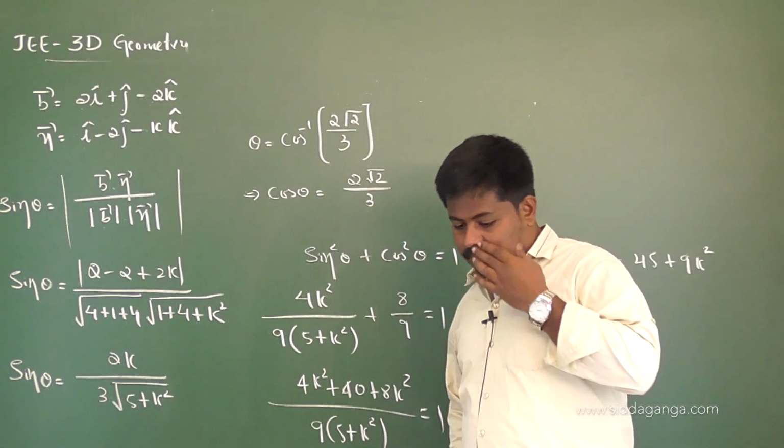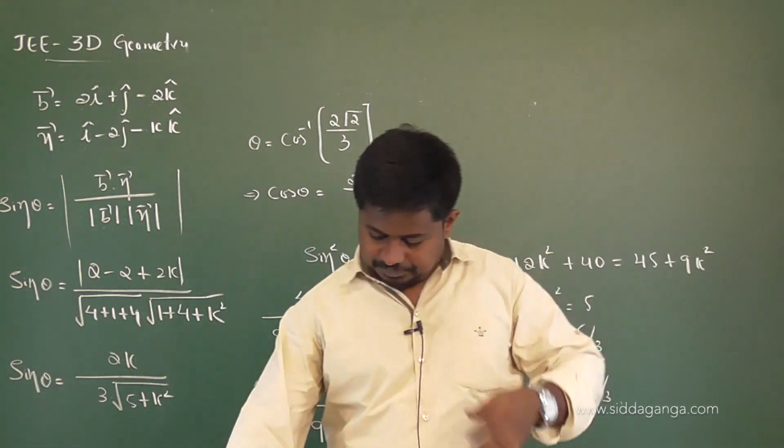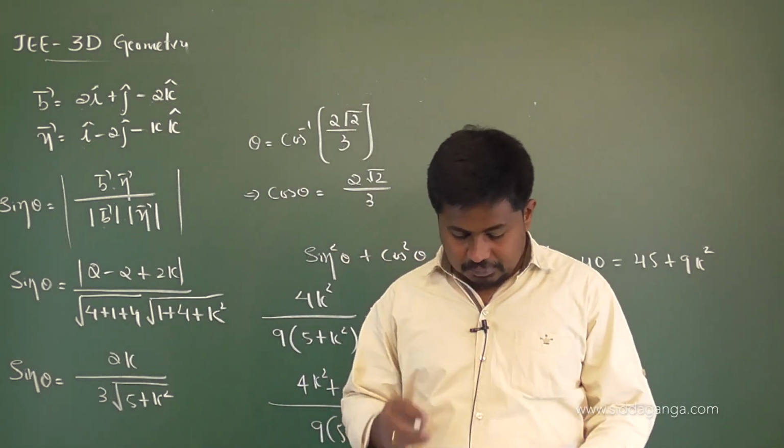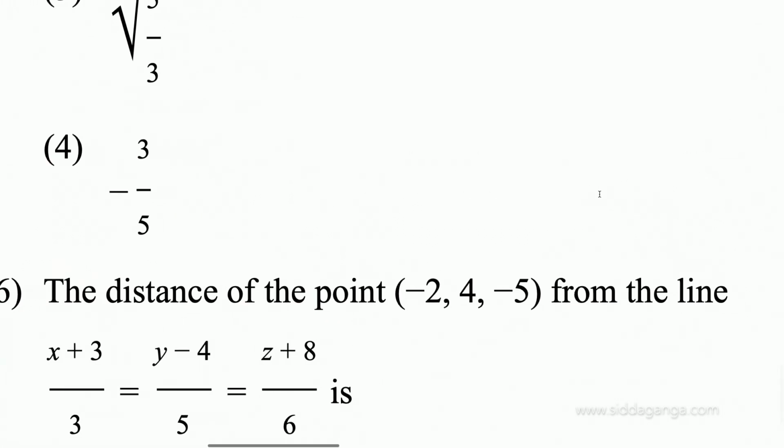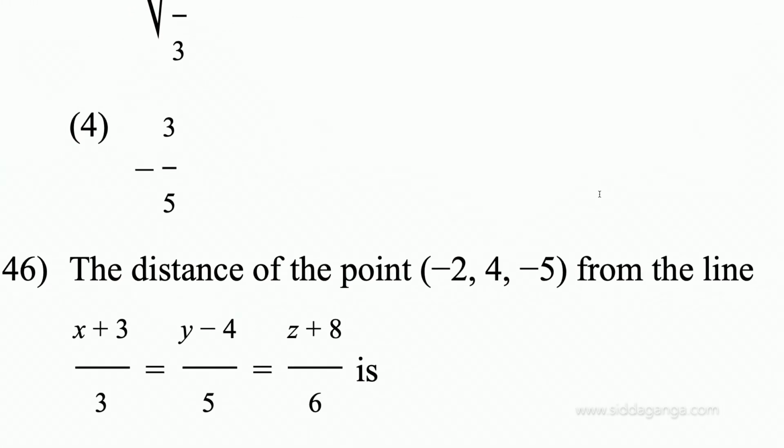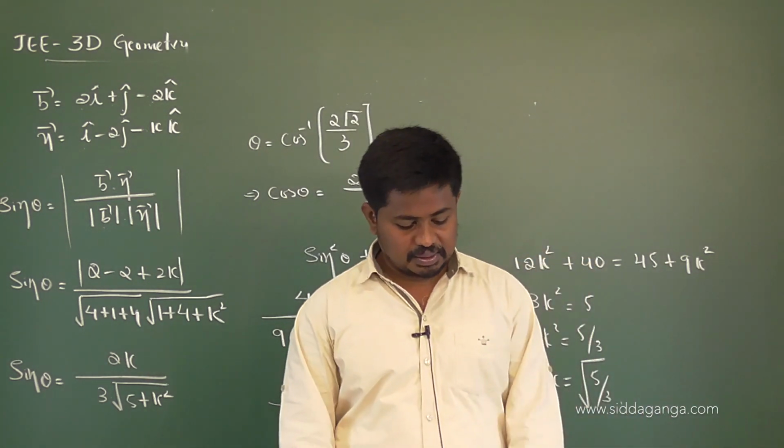Okay, let me continue. Question number 46. The distance of the point minus 2, 4, minus 5 from the line, it is same as question number 39. In question number 39 they have asked for the length of the perpendicular, so we have to find the perpendicular distance from the point to the given line. Follow the same steps and we get the answer. You will get the second option, that is root of 37 by 10. So option 2 is the correct one.